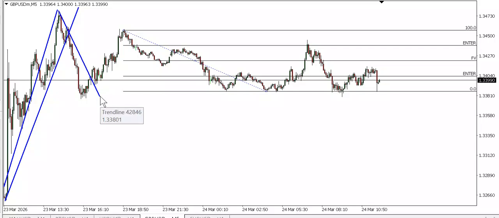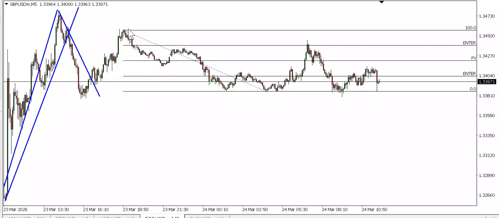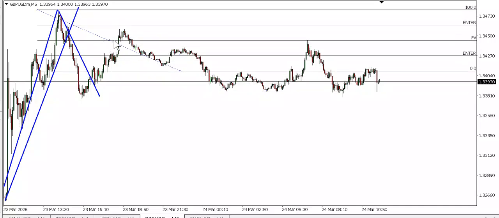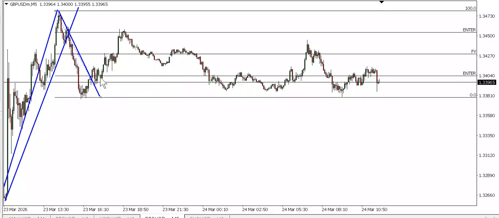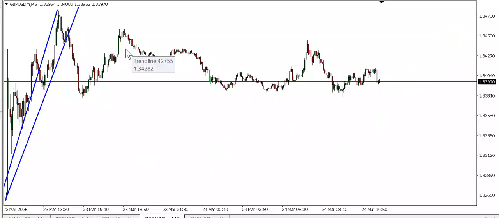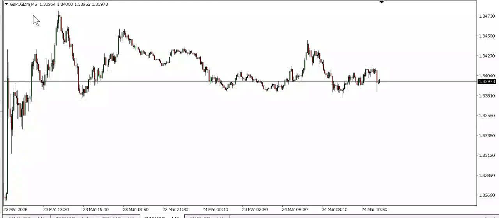All right, so on breakout of this second change of character, target 75%. All right, 75%. All right, and allow that to play out. And immediately that plays out, allow this to play out. This is your trade. Immediately this plays out.